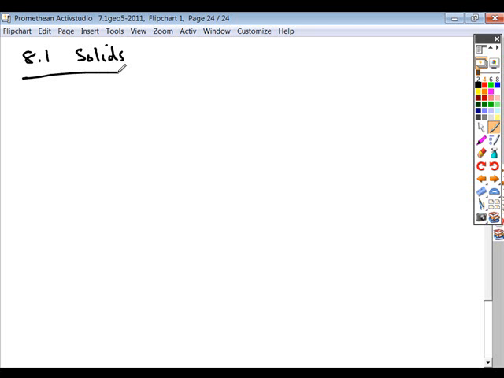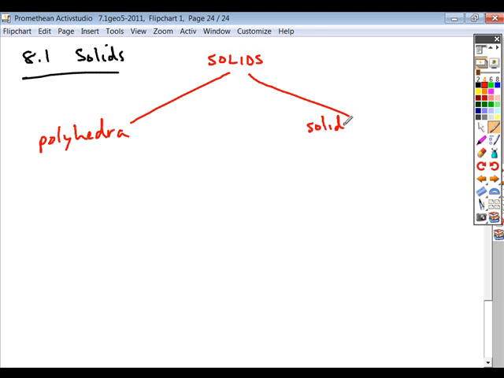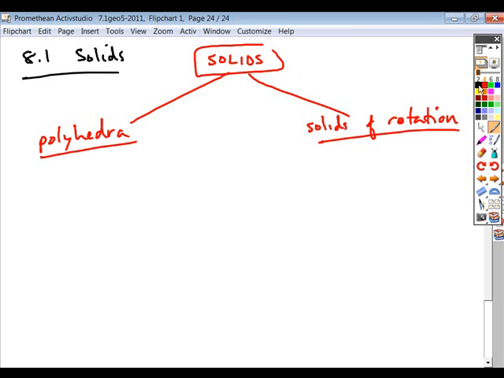Okay, as far as the solids are concerned, we've talked about a couple different types of solids. The ones that we're going to focus the most on are polyhedra and solids of rotation, or solids of revolution. Let's look at polyhedra first. Polyhedra are solids that are formed only using polygons. There's two main classifications that we're going to emphasize in this chapter, and that is a prism and a pyramid.